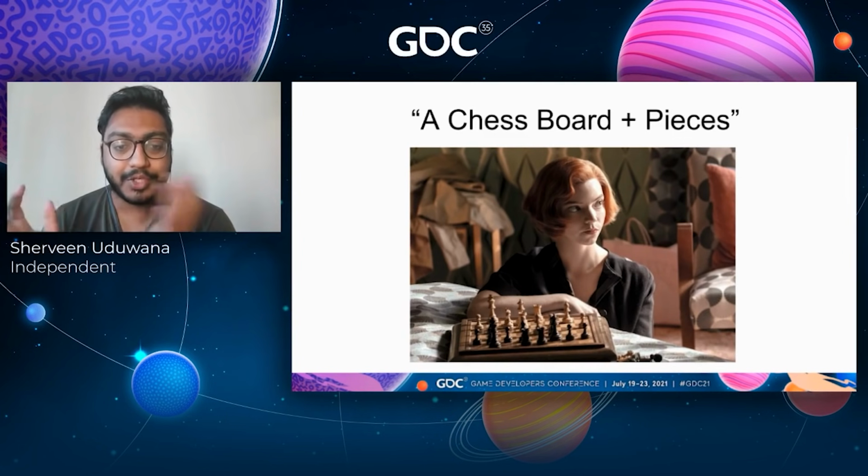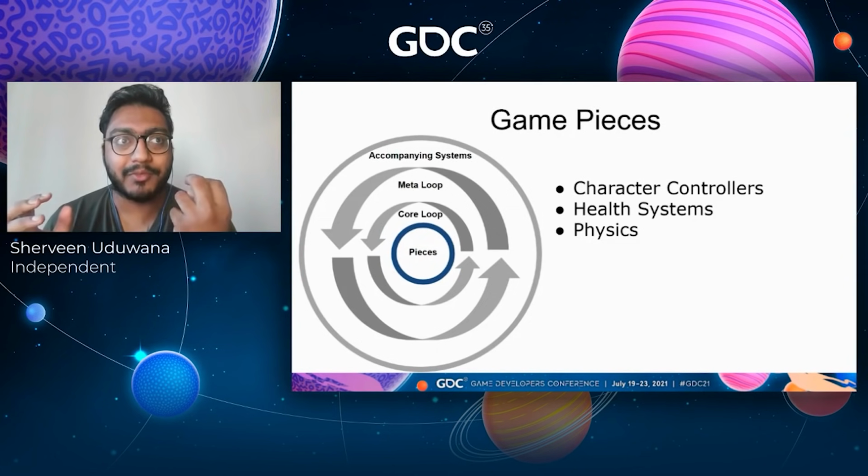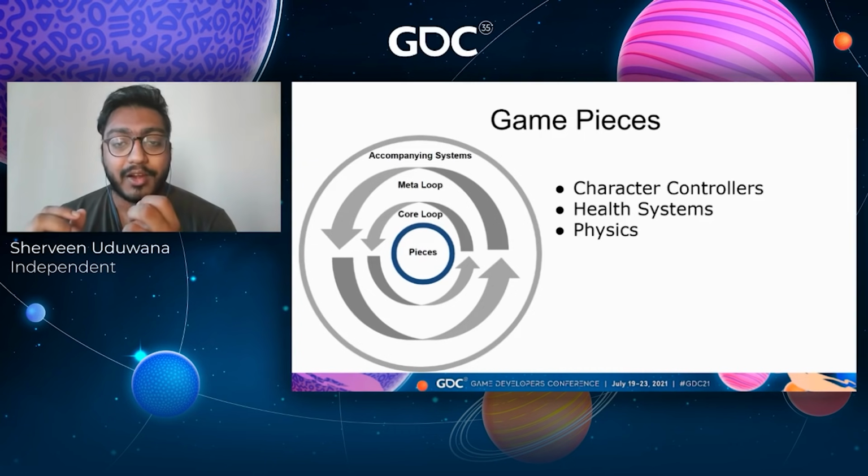So imagine the game of chess, and you have your chessboard and your pieces, and those are what I'm coining as game pieces. So these are just things that go into your game, things like character controllers or health systems or physics. They're the building blocks, right, of your game.